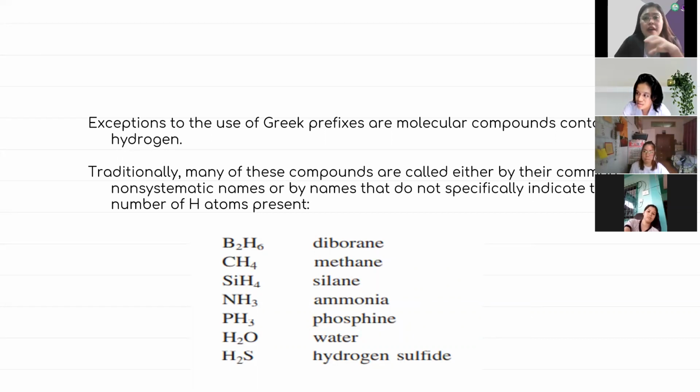So again, most of them do contain hydrogen in their formula. PH3, instead of phosphorus trihydride, we call it phosphine. And then again, H2O is water. And then H2S is hydrogen sulfide. So instead of calling it dihydrogen sulfide or dihydrogen monosulfide, automatic na hydrogen sulfide na siya agad. Again, these are the exceptions to the use of Greek prefixes. Anyway, konti lang naman sila. So ang gawin nyo is tandaan nyo na lang sila. The rest class will follow the guidelines.